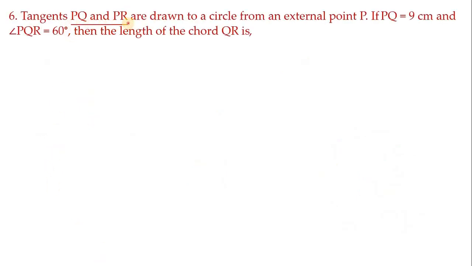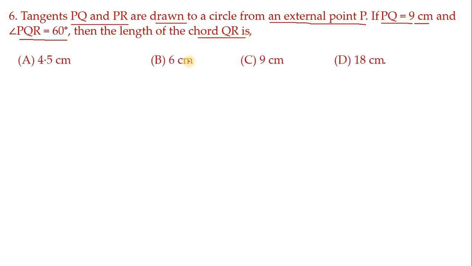Tangents PQ and PR are drawn to a circle from an external point P. If PQ equals 9 cm and angle PQR equals 60 degree, then the length of chord QR is. Options: 4.5 cm, 6 cm, 9 cm and 18 cm.